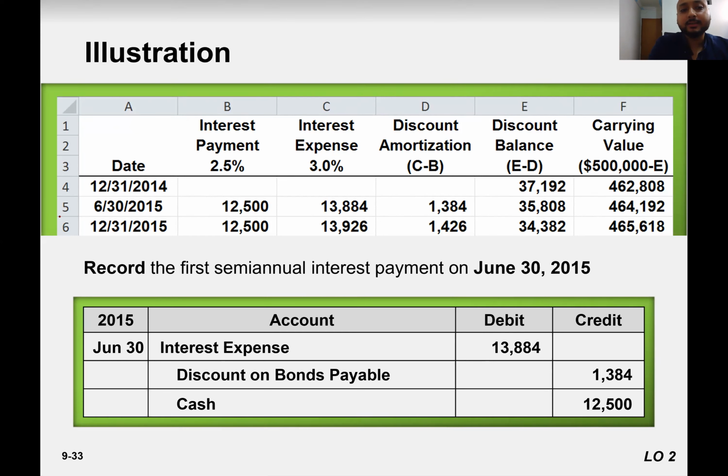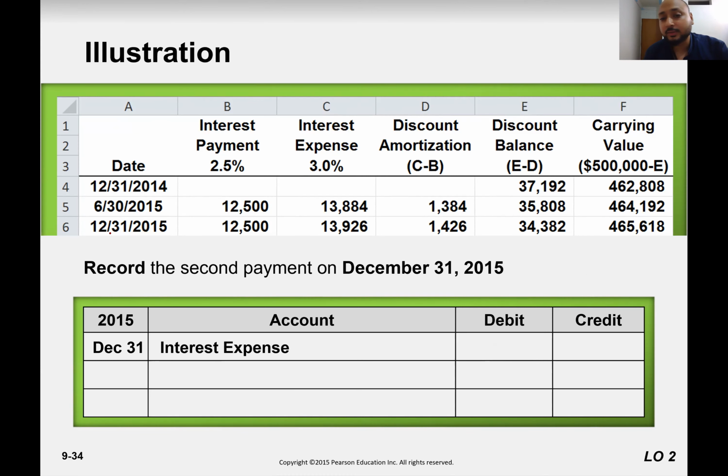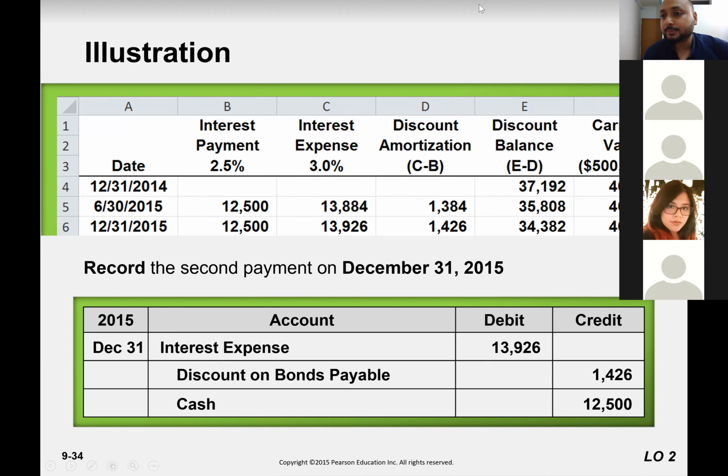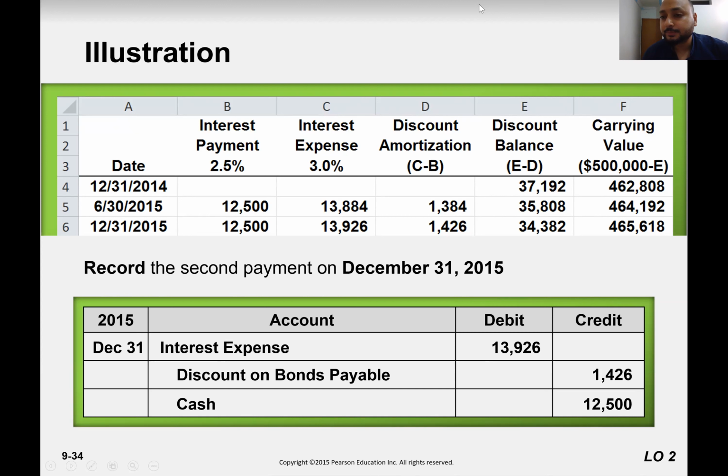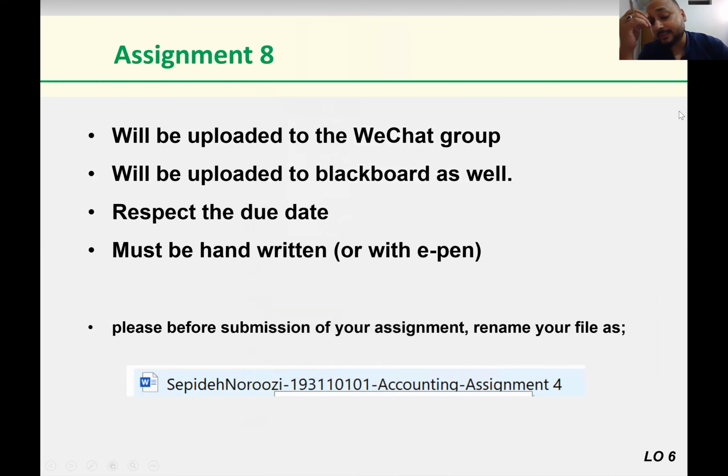The last one will be, since it is done within the financial year, 31st of December, there is no interest payable. So this entry is going to be again interest expense, discount, and cash, right? So you understand, Marilyn, Nam, Pinyo, Harry? Yes. Yes. Yeah. Okay, so that's all for today's lecture.